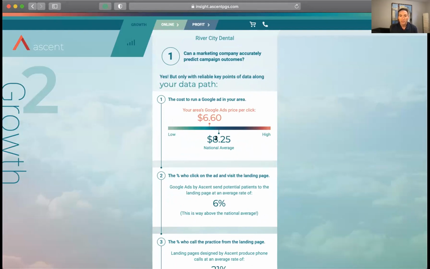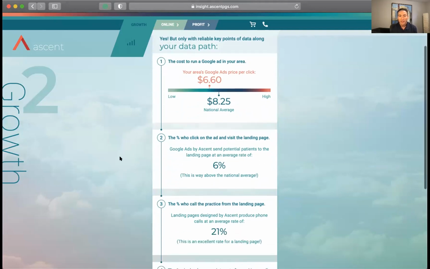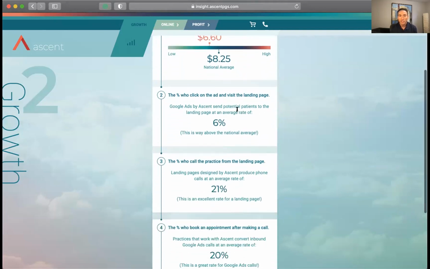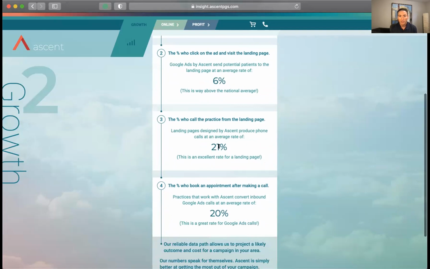National average right now is about $8.25. Our average click-through rate is about 6%, which is double what most people see. I mean, it's just excellent. Again, we're going to look at a 21% click to call rate, and then a 20% call conversion rate.